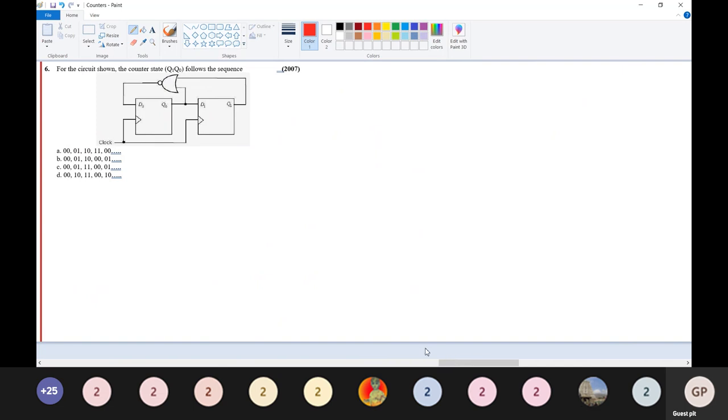For the circuit shown in the figure, the counter state Q1, Q0 follows this sequence. So I have to find the sequence of the counter diagram. Here we'll draw the table with the present state, flip-flop input, and next state.